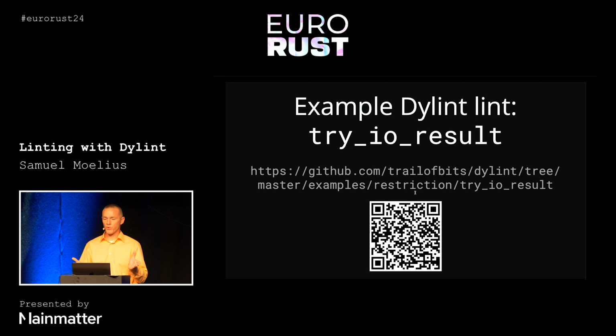Okay, so we're going to go through a particular Dylint lint in some detail now, and this is called try_io_result. You can follow this QR code if you want. It leads to the URL on the slide, and we'll go into that in some detail now.